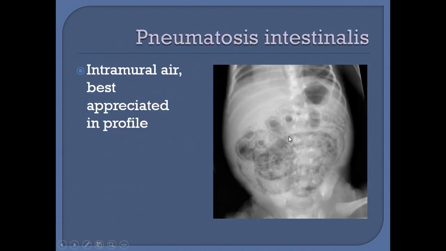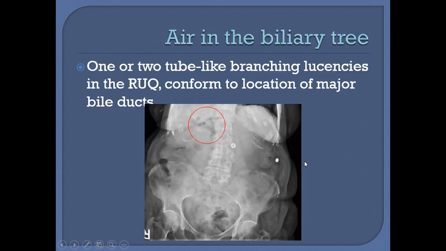Pneumatosis intestinalis, you can see the air outlining the serosa. Then pneumobilia, you can see the branching pattern in the right upper quadrant. It can be seen after some procedure like sphincterotomy, ERCP, or CBD stricture removal.